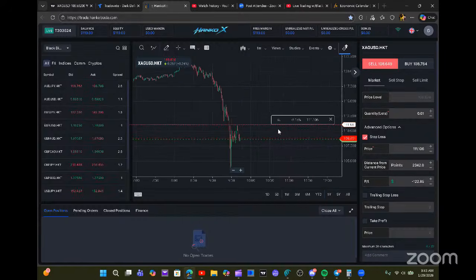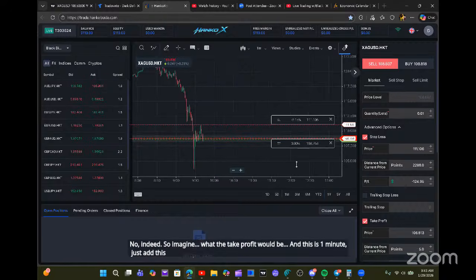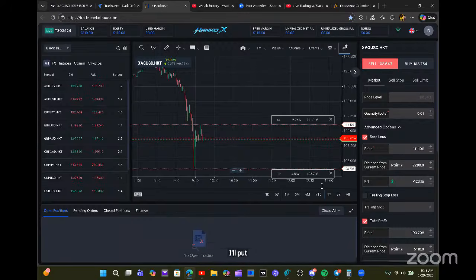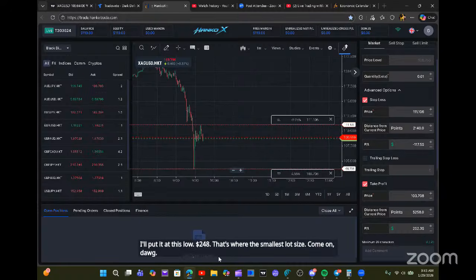No, indeed. So imagine what the take profit would be. And this is 1 minute, just at this low right here. I put it at this low, $248. That's with the smallest lot size. Come on, dog. Y'all see why I like silver?